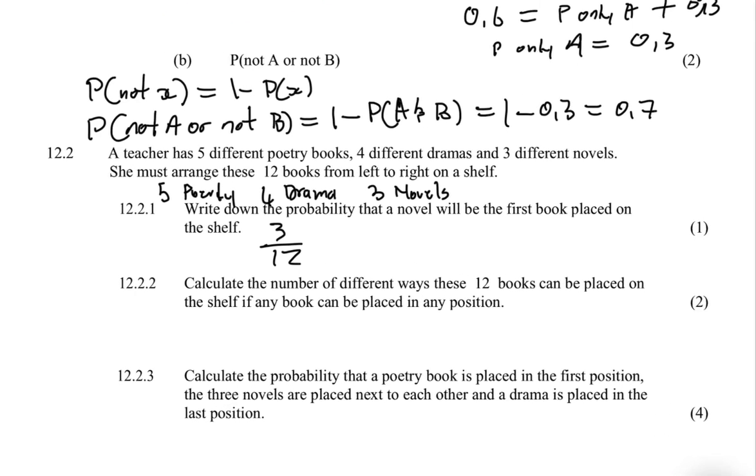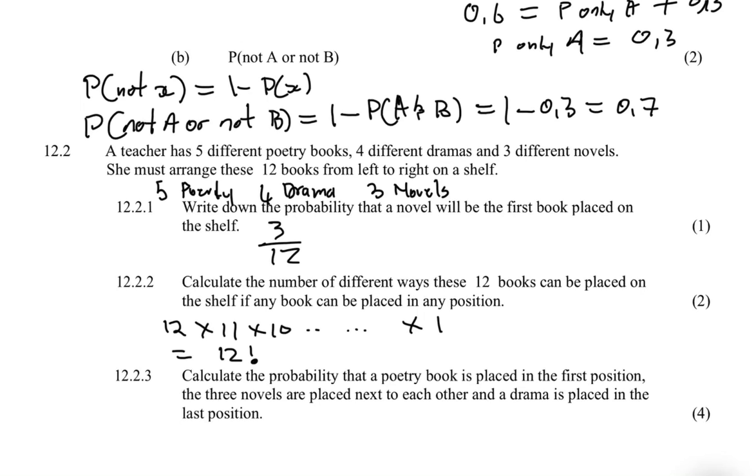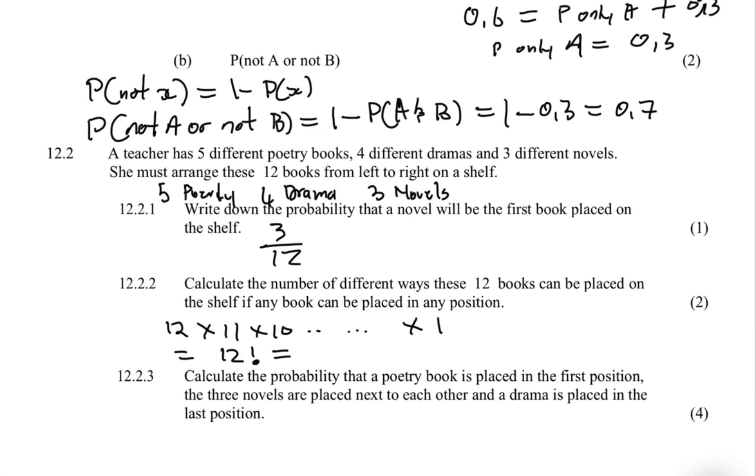And then 12.2.2 says calculate the number of different ways these 12 books can be placed on the shelf if any book can be placed in any position. So when she wants to pick the first book, she has 12 options. And then when she wants to pick the second book, she has 11 options, right? And then the third, she has 10, and so on until she's only left with 1 book and she has 1 option of how she can arrange it, right? So basically the answer here, we have 12 factorial, which will be equal to some number. You can just put that on your calculator.